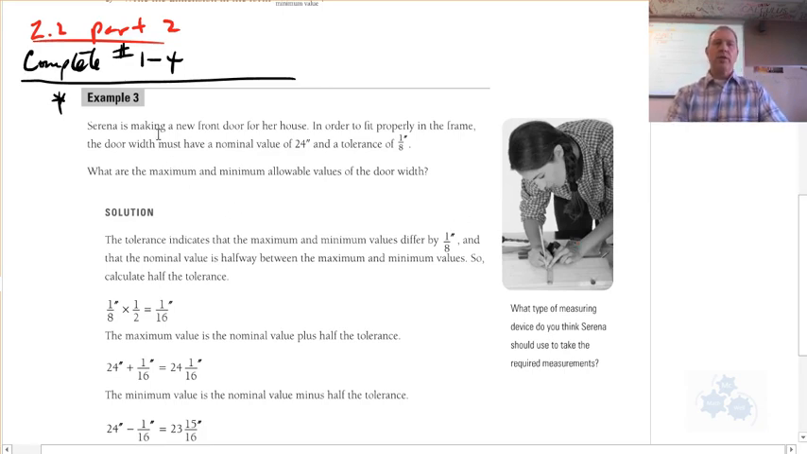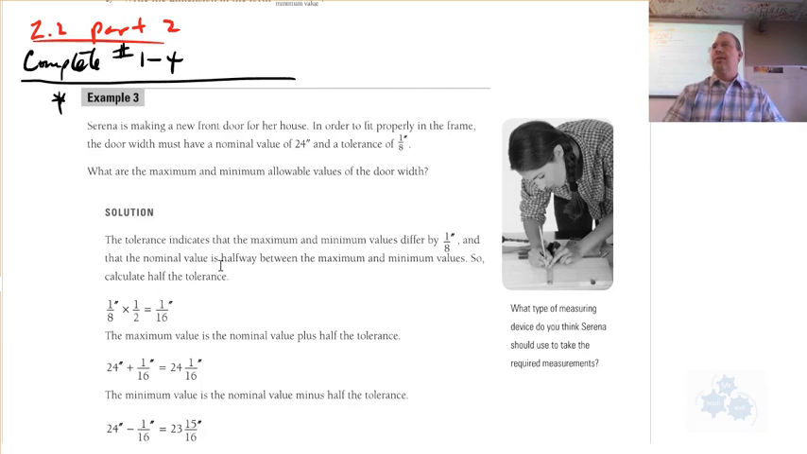So Serena's making a new front door for her house. In order to fit properly in the frame, the door width must have a nominal value of 24 inches and a tolerance of 1/8 of an inch. Okay. So we learned yesterday about nominal values. That's like the target value, right? And the tolerance is 1/8 of an inch. Okay. So the range, right? The tolerance is kind of like the range, right? So the minimum value to the maximum value can have a maximum difference of 1/8 of an inch. That's tolerable. Okay, that's the tolerance.